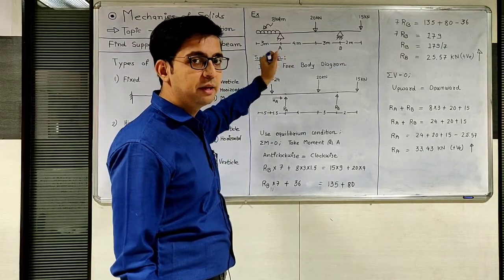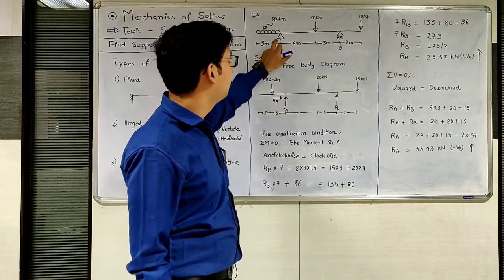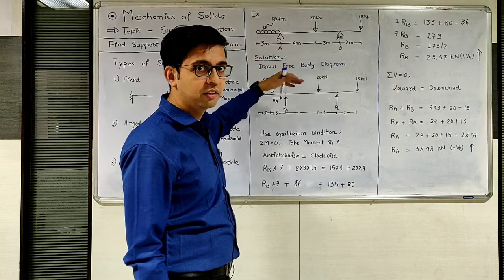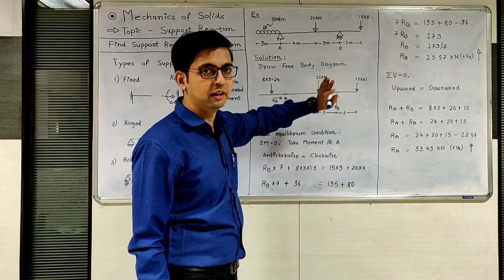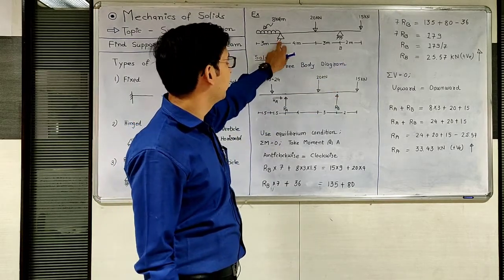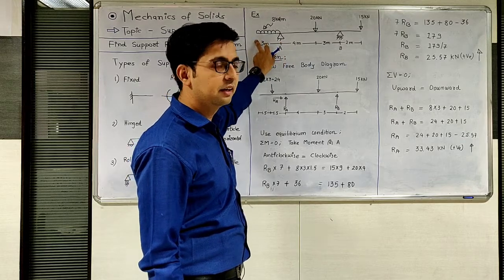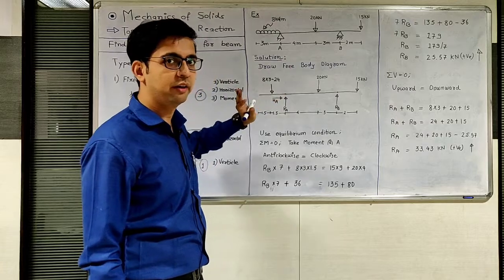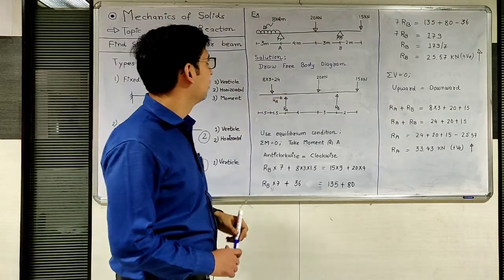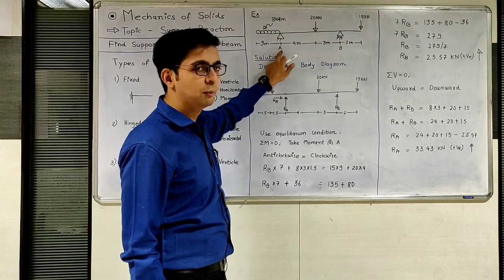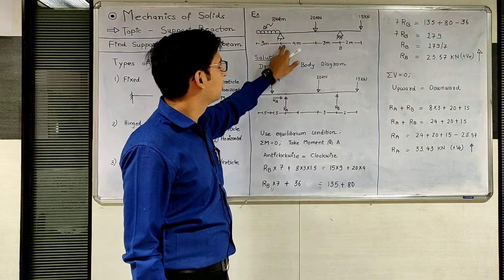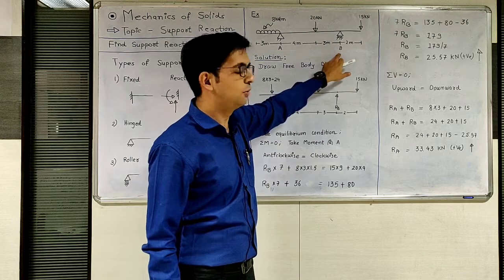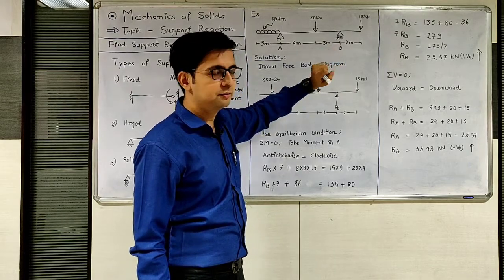Overhanging beam means the length of the beam extends beyond its support condition, either on one side or both sides. So here the length of the beam extends on the left hand side and right hand side. So the type of beam is an overhanging beam. You have to calculate the support reactions. The left hand support is a hinge support and the right hand support is a roller support.